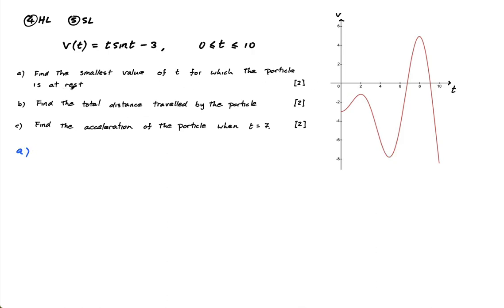Part A. Find the smallest value of t for which the particle is at rest. Now, when is this particle at rest? Well, at rest means it's not moving. If it's not moving, what's its velocity? 0. So it's basically finding where its velocity is 0. And it says find the smallest value. So there's two places where its velocity is 0, here and here. Its smallest one will be here. And it says find the value of t. So we're going to find, well, obviously the value of t. You could write this equals 0 and then solve it using nsolve or whatever.